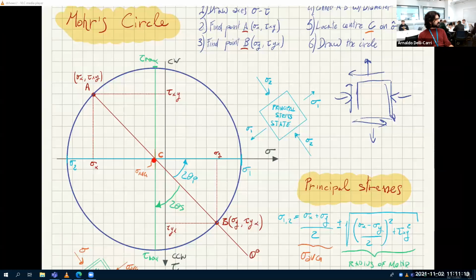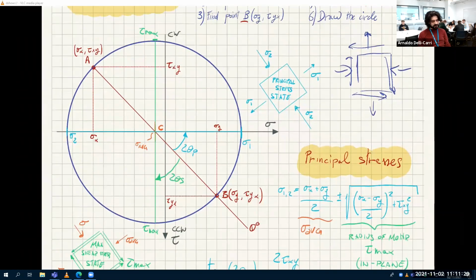Why am I calling it average stress? Because if you look at the center position, it is sigma 1 plus sigma 2 divided by 2. That's the average stress. And you can also find out that the average stress is sigma x plus sigma y divided by 2. Sigma y plus sigma x divided by 2 also gives the center. So it doesn't matter where you are. Sigma x plus sigma y divided by 2, no matter which one is x and y, is always the average stress, always locates the center.